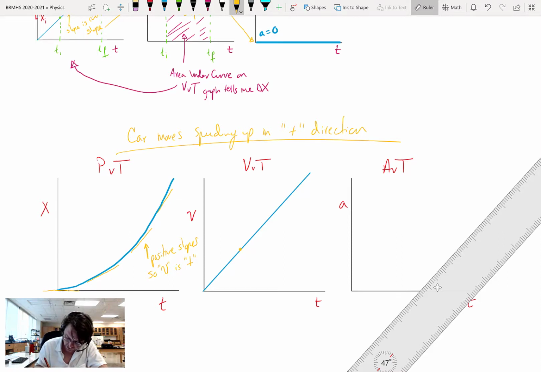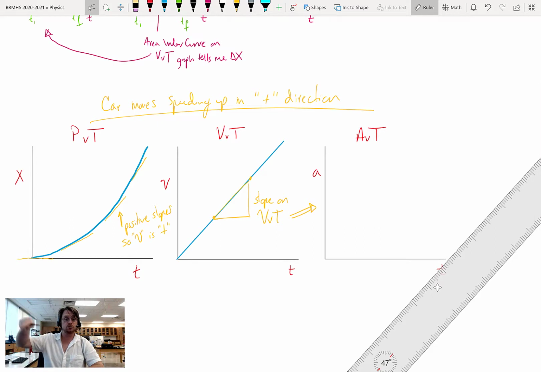The slope is constant on the velocity versus time graph, right? I can pick any 2 points. Boom, boom. Change in y over change in x, or rise over run, gets me my slope. So my slope on the velocity versus time graph tells me what the acceleration is. Just like slope on position versus time told me the velocity, the slope on velocity versus time tells me the acceleration. Velocity is increasing at a constant rate. There's our linear trend, and so we have a constant slope, so we have a constant value for the acceleration.